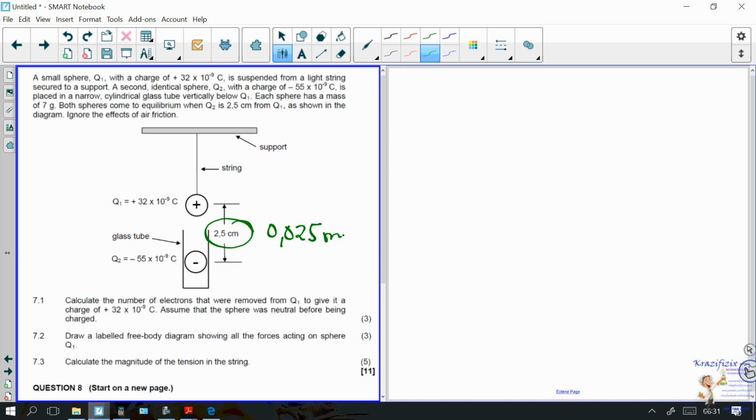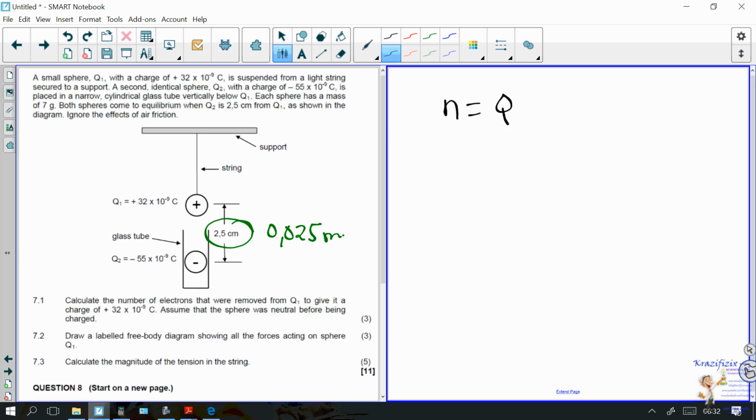All right, let's see. How many electrons were removed? We now say N equals Q over E. What is our Q? It is 32 times 10 to the power negative 9, all right? Is that okay? Over. Now, what are we doing? We are removing, okay? Negative 1.6 times 10 to the power negative 19.